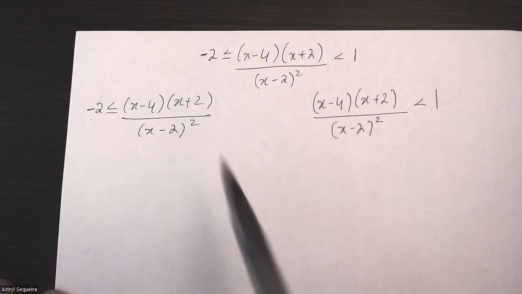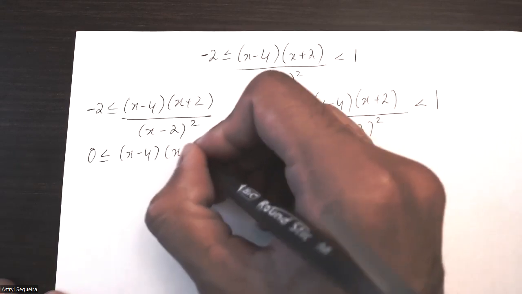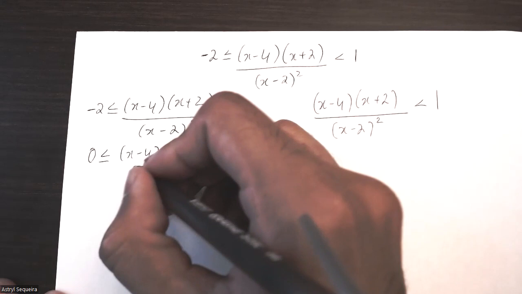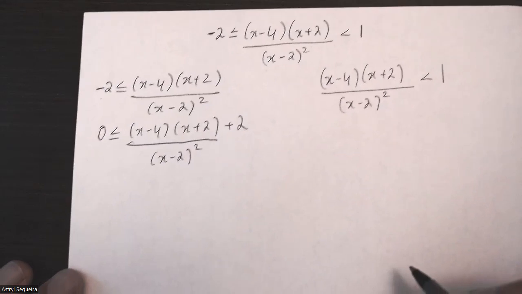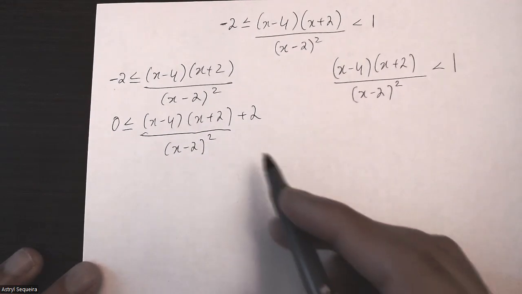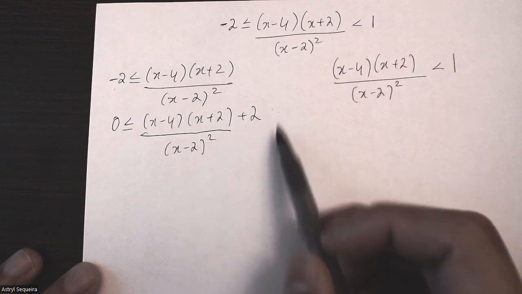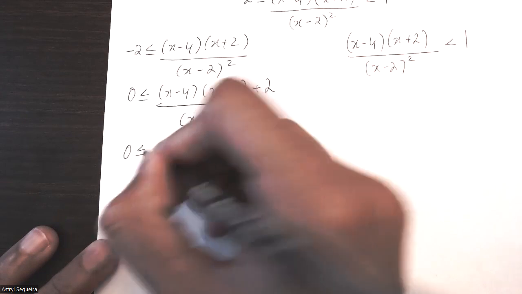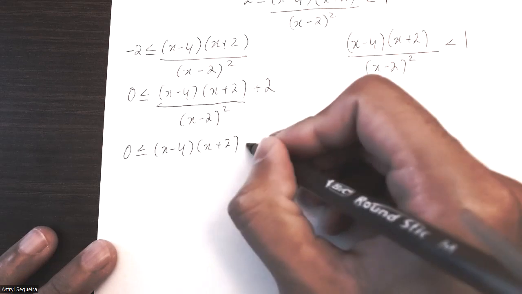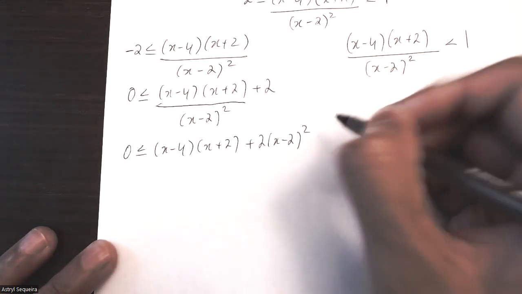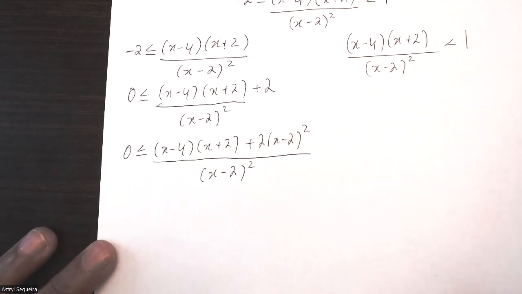I'm going to move the minus 2 to this side and make it a plus 2 because we want to start by having one side equal to 0. Then I want to make a common denominator. So I'm going to multiply x minus 2 squared on the top and bottom over here. And now I have a common denominator of x minus 2 squared.